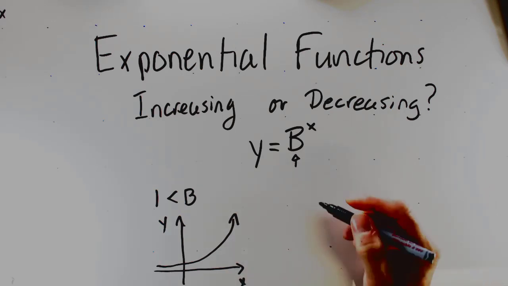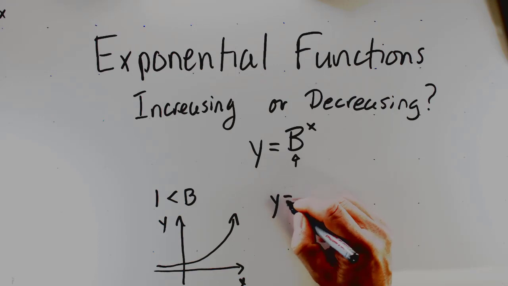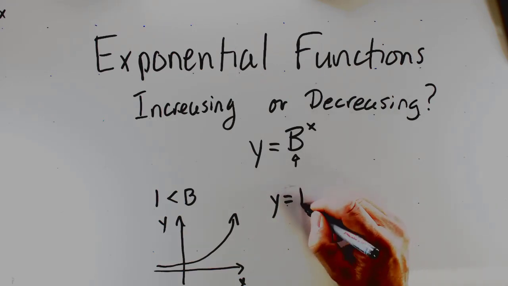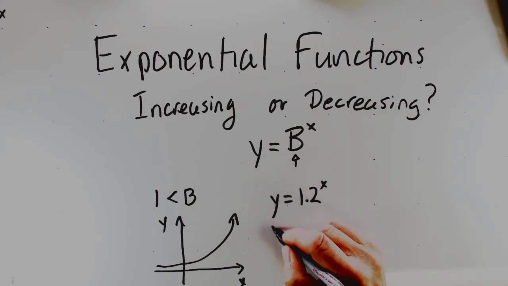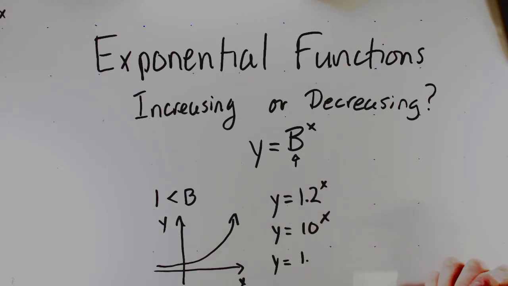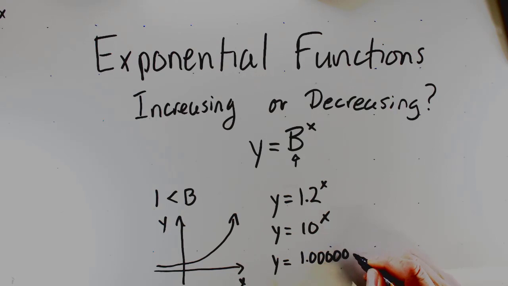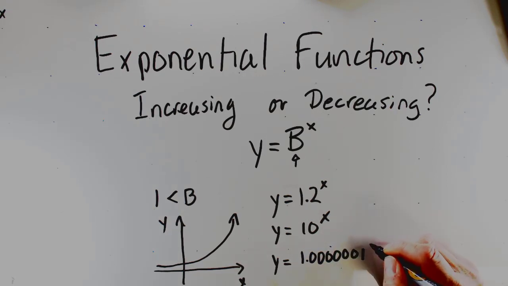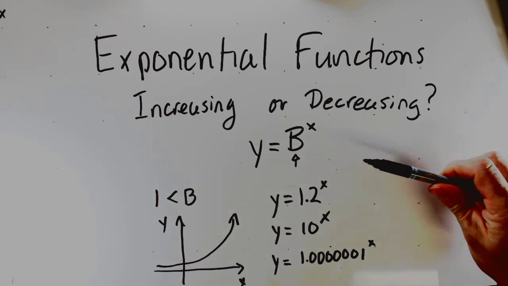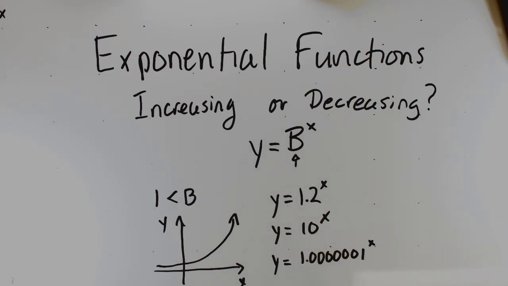So functions that tend to increase are things like y equals 1.2 to the exponent x, or y equals 10 to the exponent x, or y equals 1.0000000, I could keep on going forever, to the exponent x. All of these are going to be increasing, because when you multiply something greater than 1 by itself many times, it gets bigger and bigger.